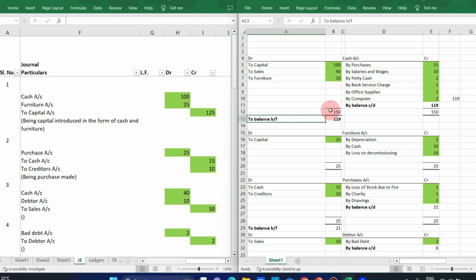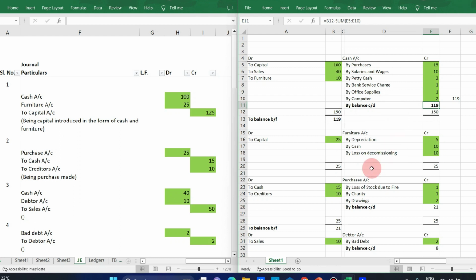If it had been credit, then the balance carried forward would have been on this side and the balance brought forward would have been on this side. Since the credit side is short, that's why the carried down figure is written here first, and ultimately it will be shown on the debit side.